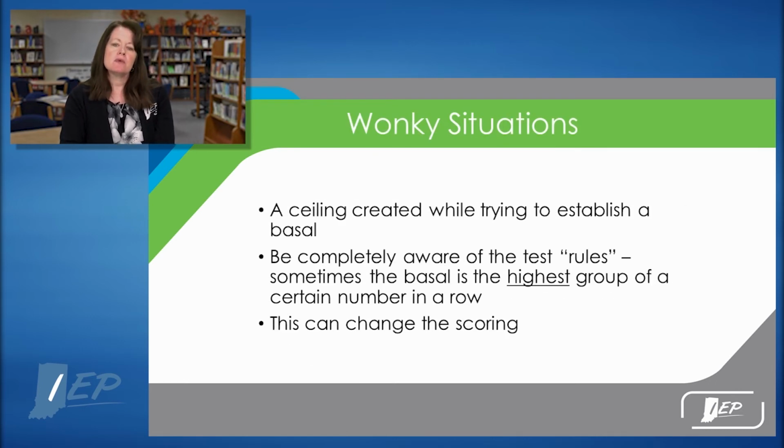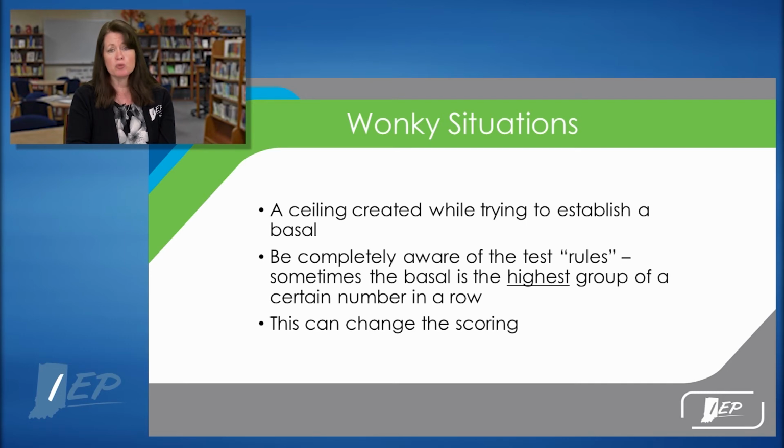So there are some wonky situations out there. Sometimes we establish a ceiling while we're trying to establish a basal. So for example, maybe we've skipped ahead because an 8-year-old student is supposed to start at number 10 and they get number 10 wrong. And maybe it tells us, okay, well, you need to start going in reverse now. So we get number 9 wrong, we get number 8 wrong, we get number 7 wrong. And if the ceiling rule is 4 in a row wrong, you've established a ceiling before you've even gone back and established a basal. So sometimes that can happen.